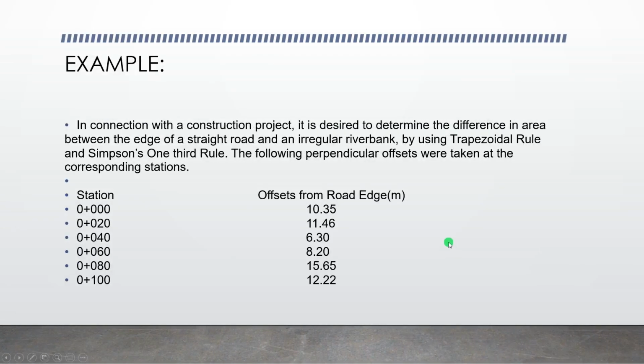For example, in connection with a construction project, it is desired to determine the difference in area between the edge of a straight road and an irregular riverbank by using the trapezoidal rule and Simpson's one-third rule. The following perpendicular offsets were taken at the corresponding stations. This is one of the applications of the trapezoidal rule and Simpson's one-third rule, in hydrographic survey. We compute the cross-sectional area of a riverbank. So here's the data.